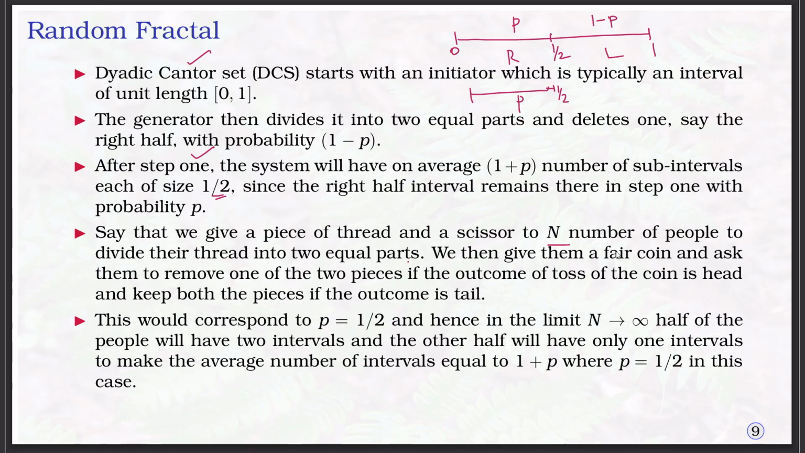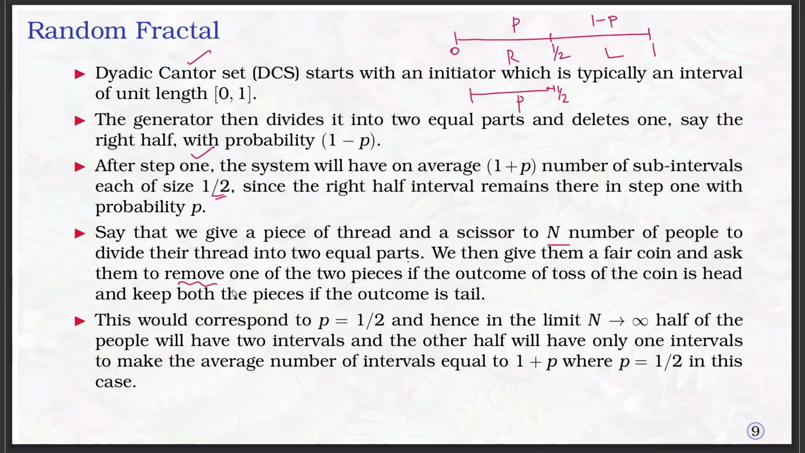We can give them a fair coin. We will give the thread to n number of people and ask them to cut it in 2 parts, then toss the coin. If we get a head, they need to remove 1 piece. If a tail, they need to keep the pieces. This would correspond to p equal to 1/2. Hence in the limit n tends to infinity, half of the people will have 2 intervals and half will have only 1 interval, making the average number of intervals equal to 1 plus p, where p equal to 1/2 in this case.